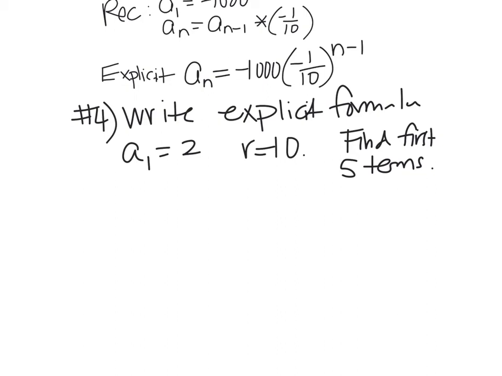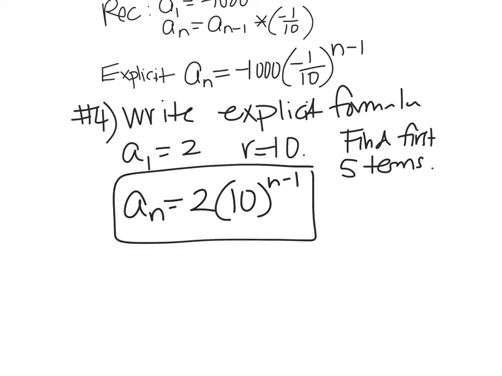So, write an explicit formula. So my explicit formula, I need a sub 1 and I need r. I got them both. Just plug them into your formula. So we have a sub n equals 2 times 10 to the n minus 1. There it is. Now, there's 2 ways to do the next part. The next part, I need the first 5 terms.